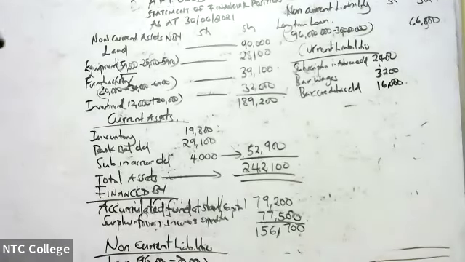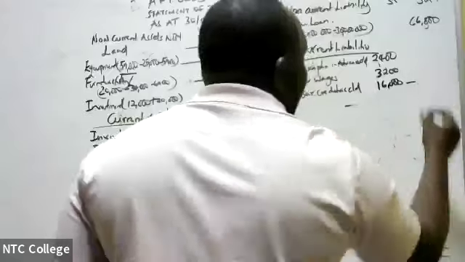So what is the total current liability? 2,432 and that.